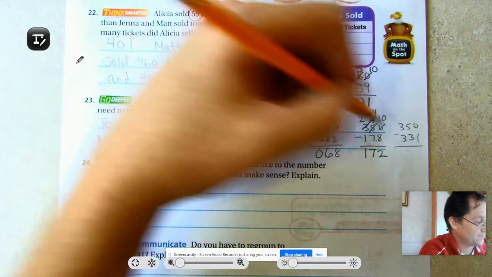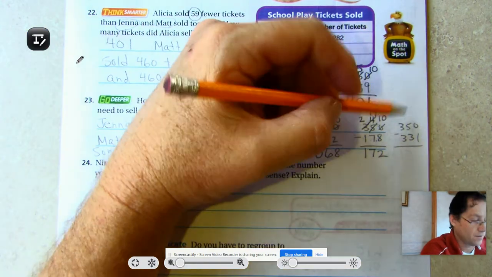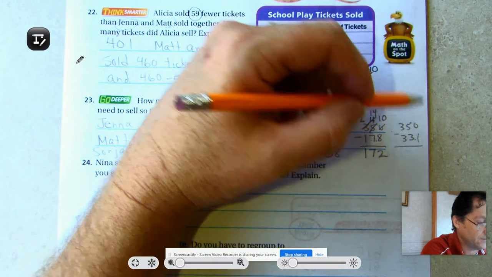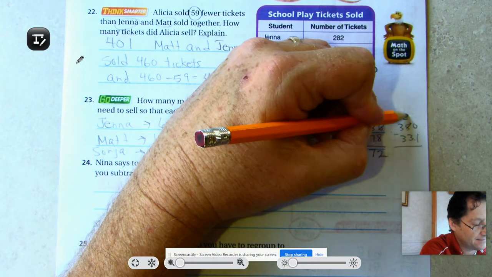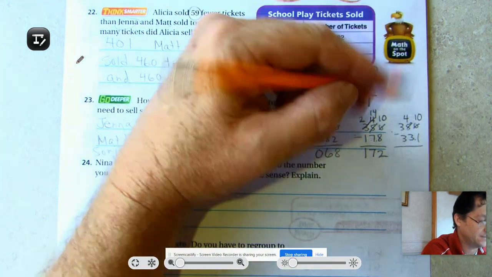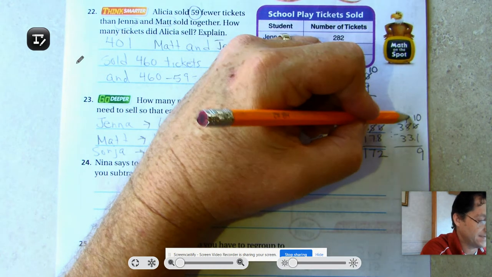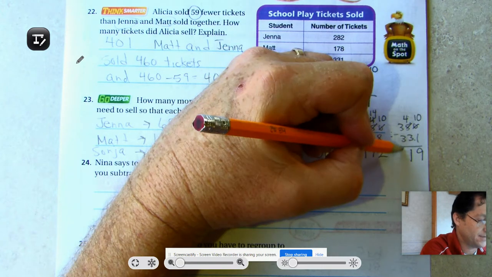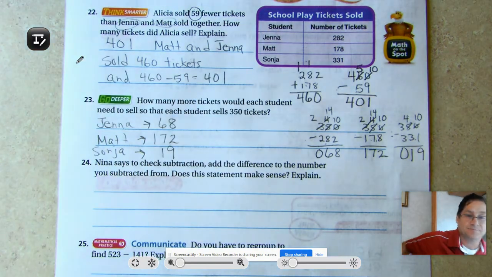And Sonia, the 0 ones take away 1 one. You can't do that, 0 is less than 1. So we're going to regroup the 5 tens and 0 ones as 4 tens and 10 ones. 10 ones take away 1 one is 9. 4 tens take away 3 tens is 1 ten. 300 take away 300 is 0. So Sonia needs to sell 19.